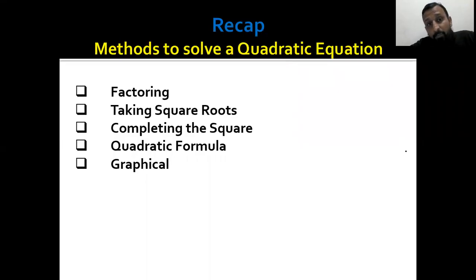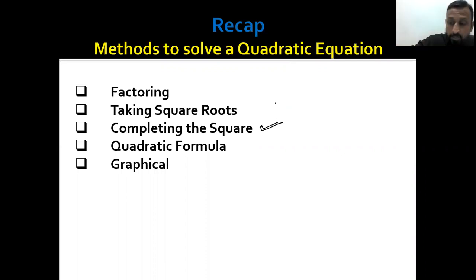So let's have a quick recap of what we learned earlier. Yesterday I spoke about different methods to solve quadratic equation. I told you there are 5 methods of solving quadratic equation. Number 1, by factoring, that is the factorization method. Number 2, taking square roots on both sides of the equation. Number 3, which we will be learning today, completing the square method. There is another method called using quadratic formula, and the last one is graphical method. So today we will be focusing on completing the square method.